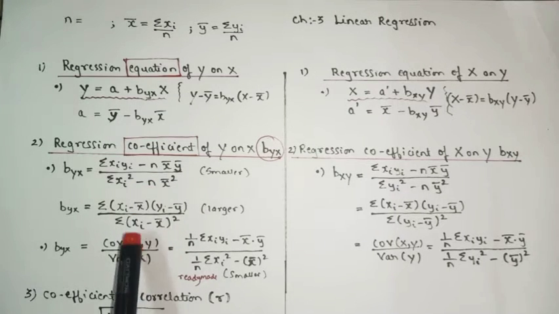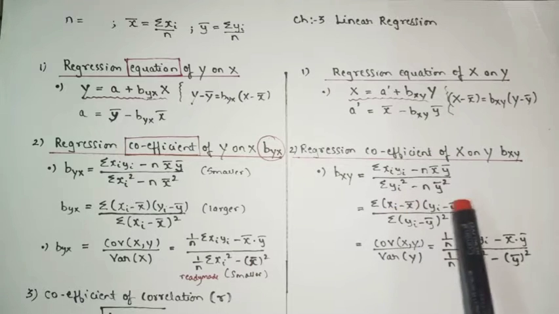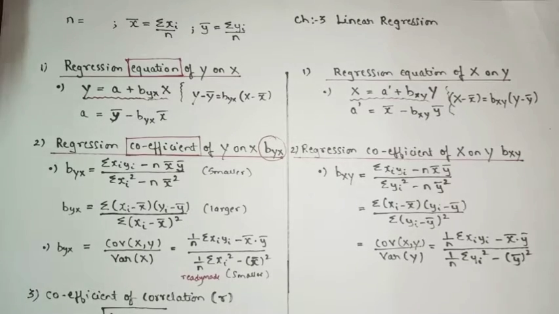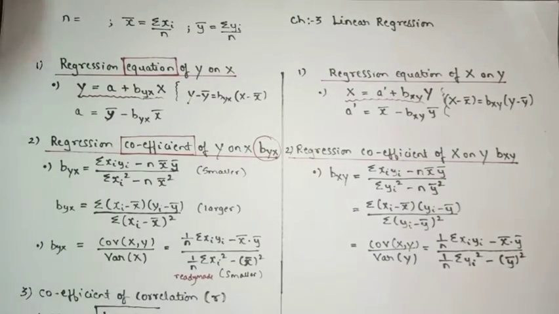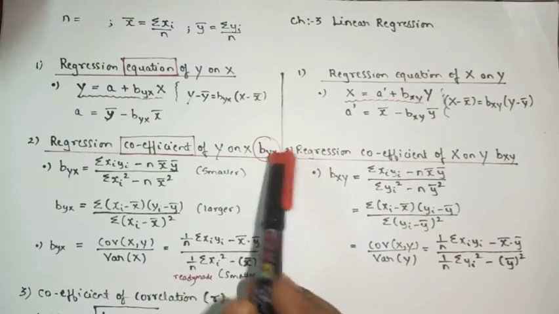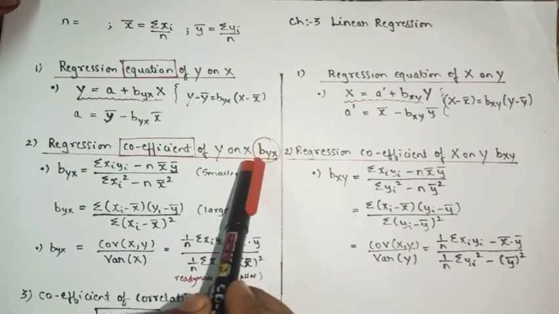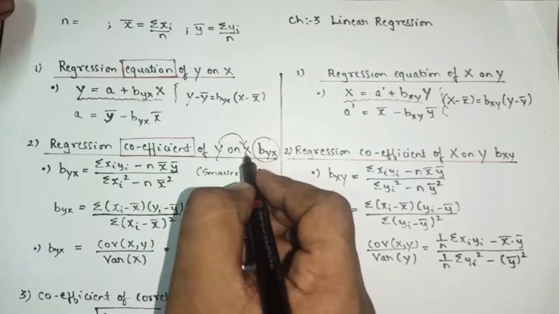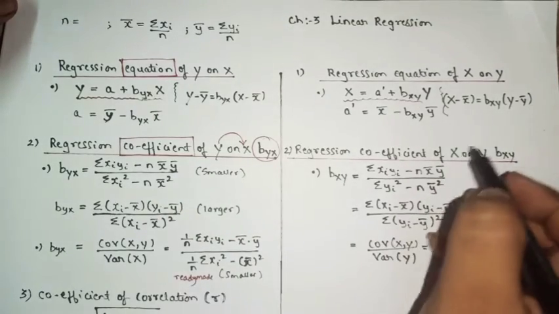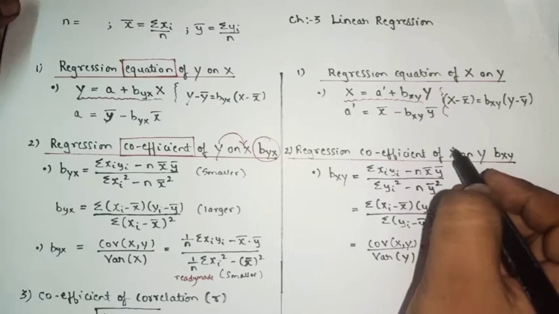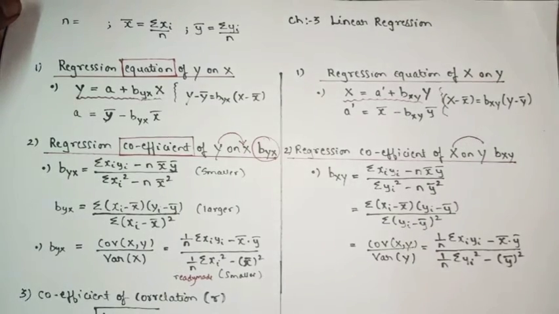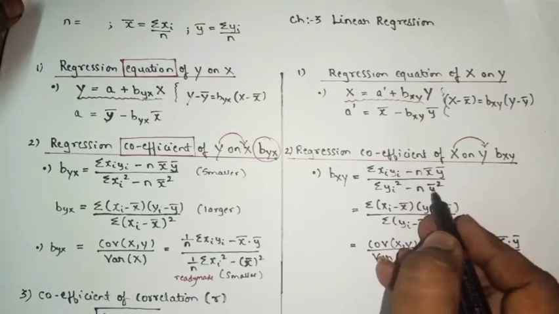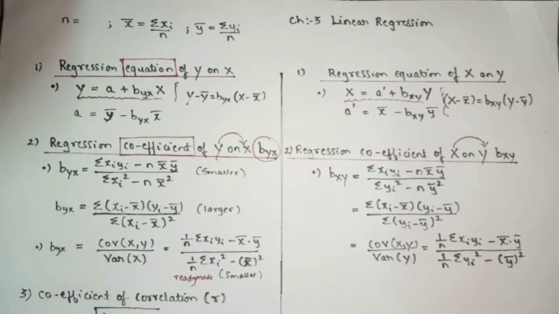Here it is x, x, x. On the other side it is y, y, y. So remember like this: when you have to find y on x, the pressure is on x, so x will come in the denominator. When you have to find x on y, the pressure is on y, so y will come in the denominator. So remember like this, okay?